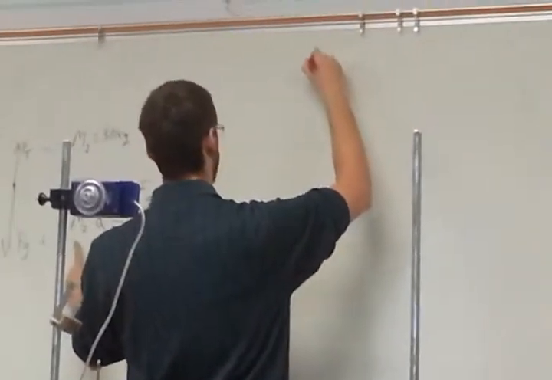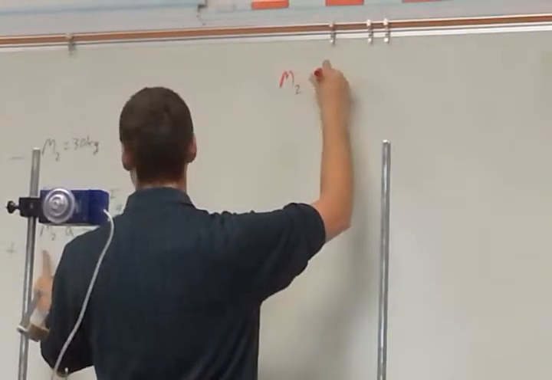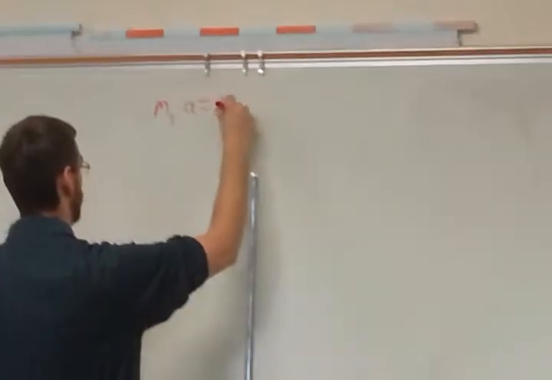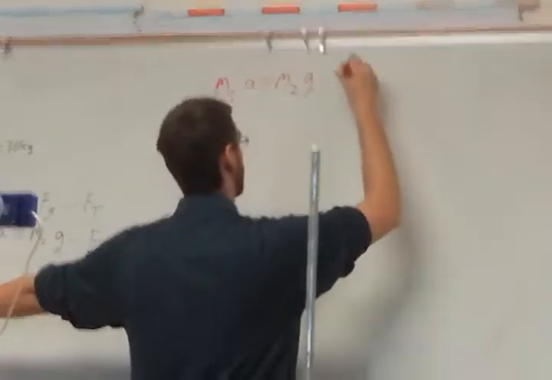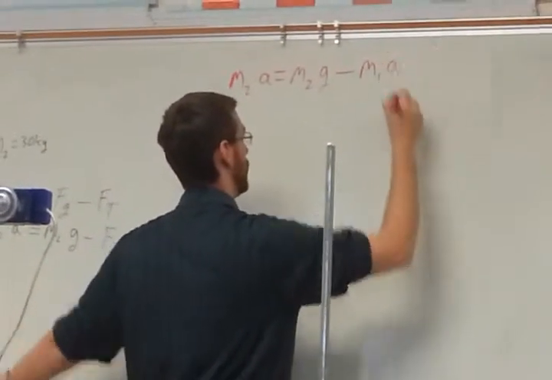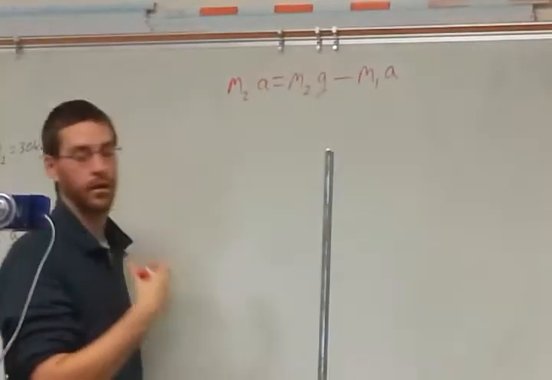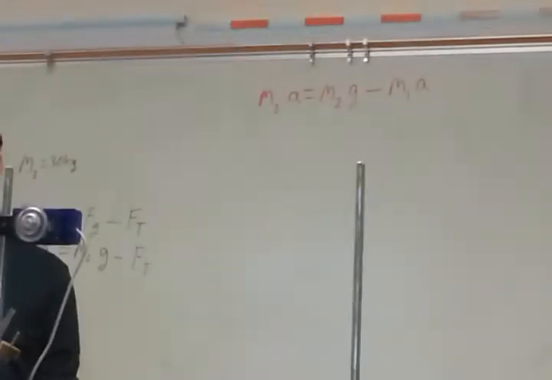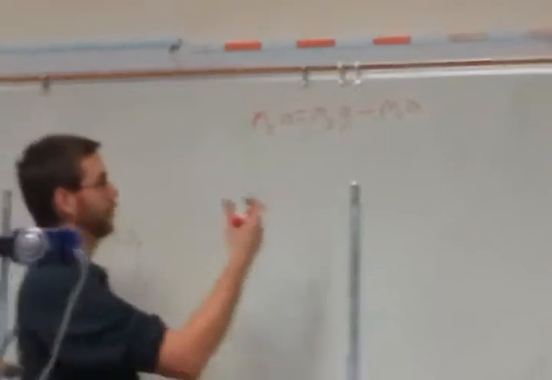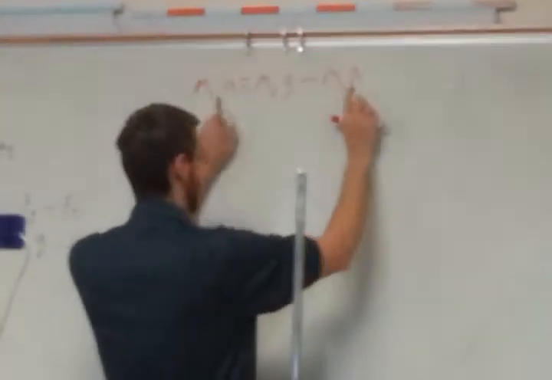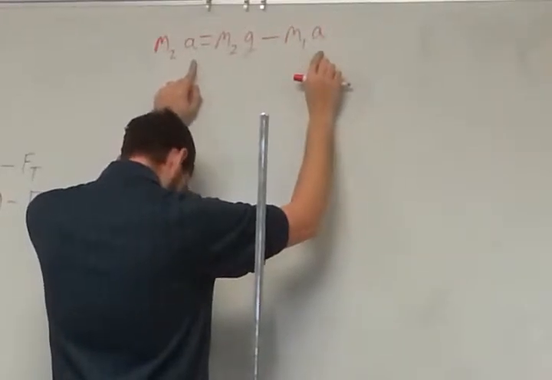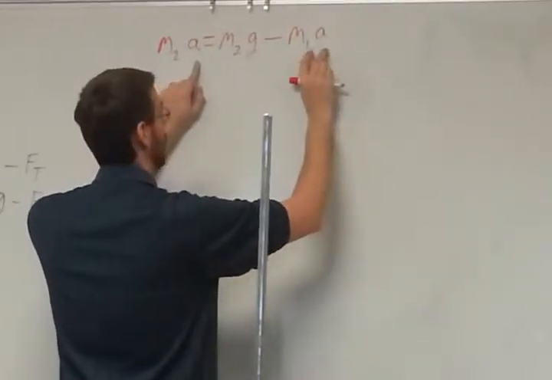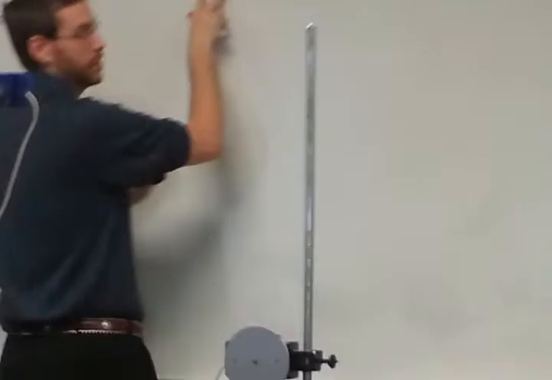So I'm just going to rewrite this. M2A equals M2G minus, now instead of FT I'm going to write M1A. Okay, now I know everything and I only have one unknown, right? So now I have to solve it for A. I've got two of them, so what do I need to do? How do I combine them? Combine like terms, I have to move this term over here.